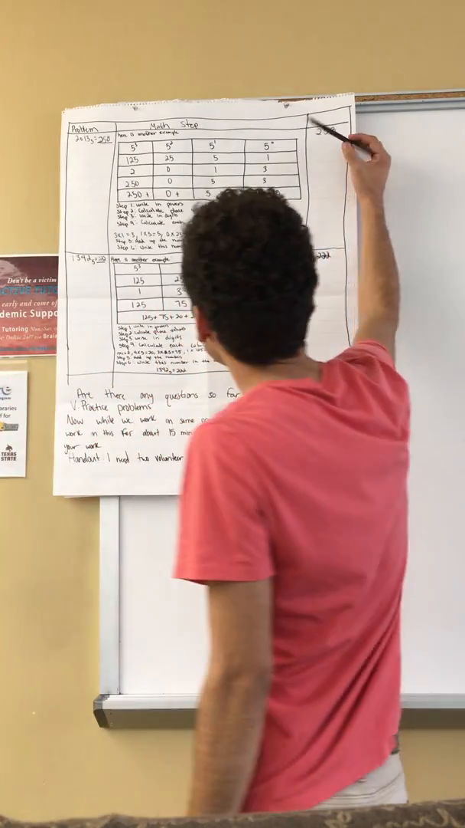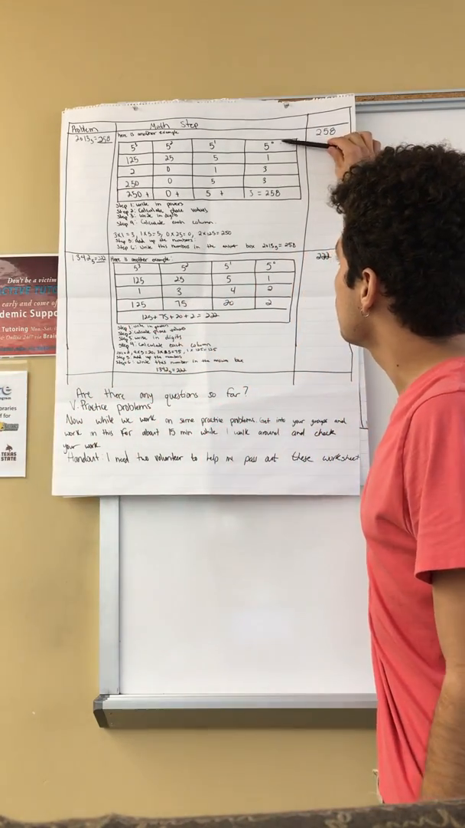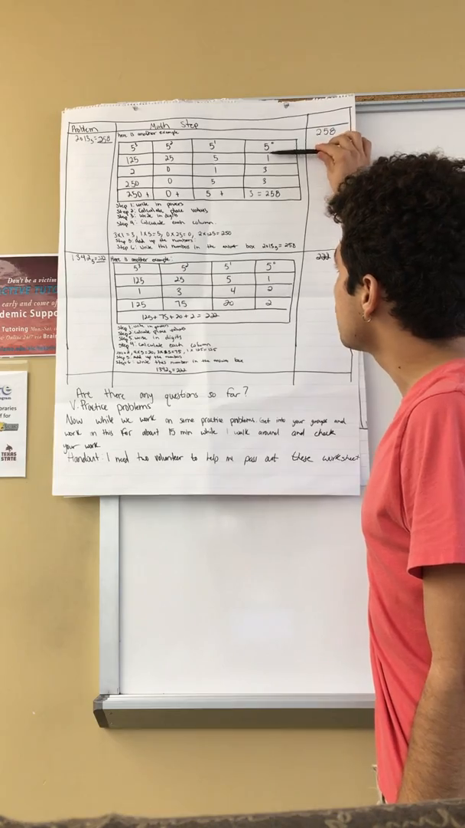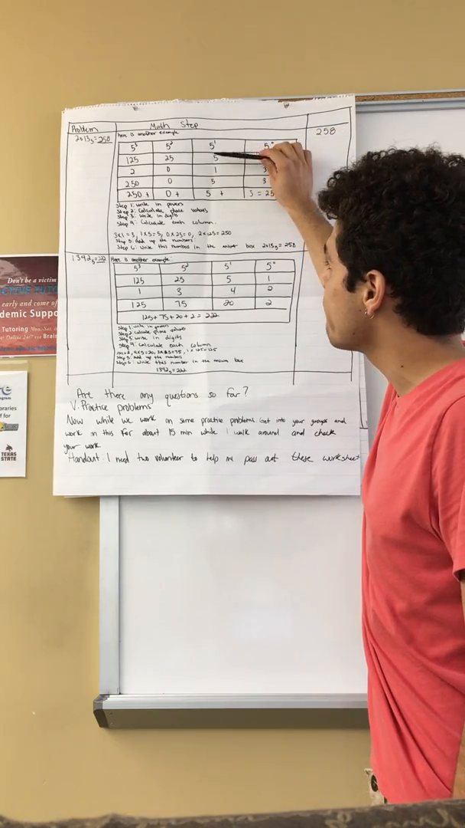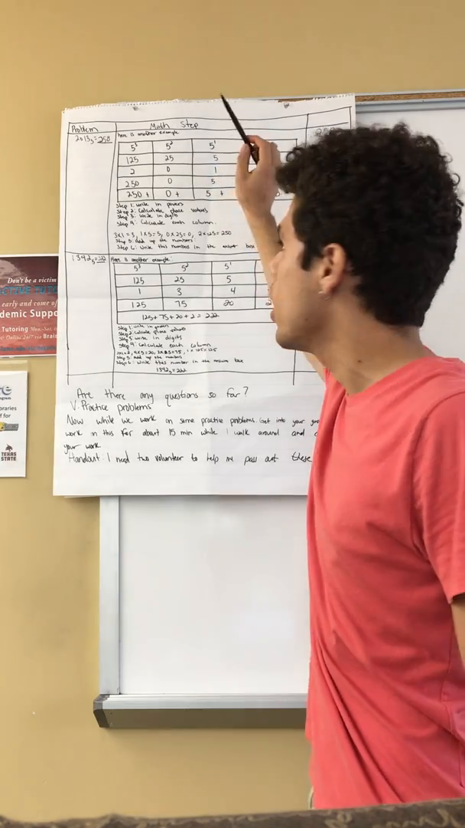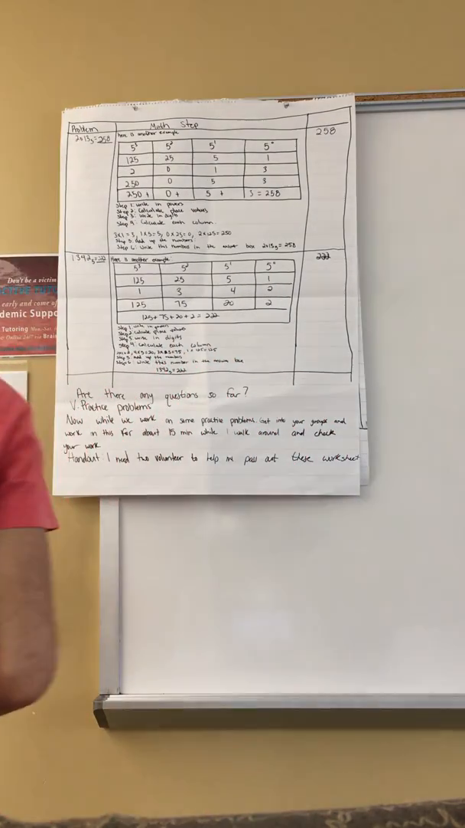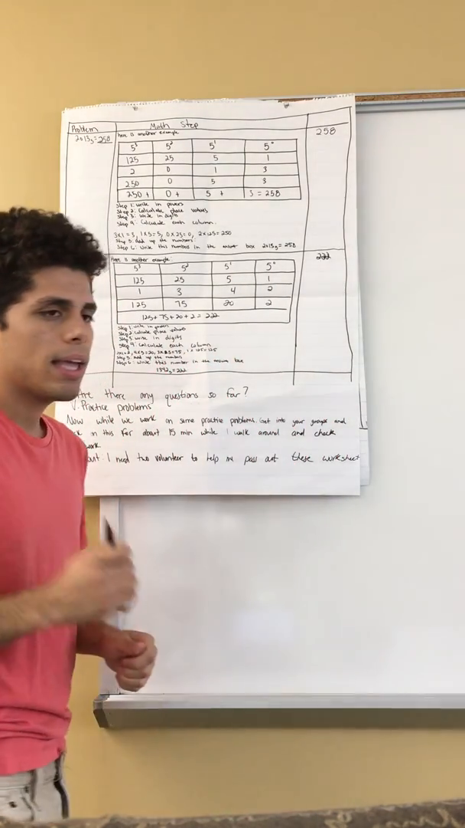Next we will calculate the place values. 5 to the power of 0 is 1. 5 to the power of 1 is 5. 5 to the power of 2 is 25. 5 to the power of 3 is 125.